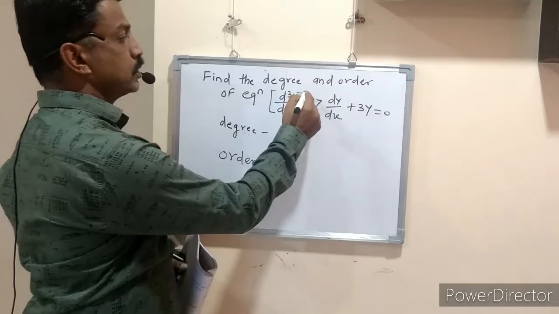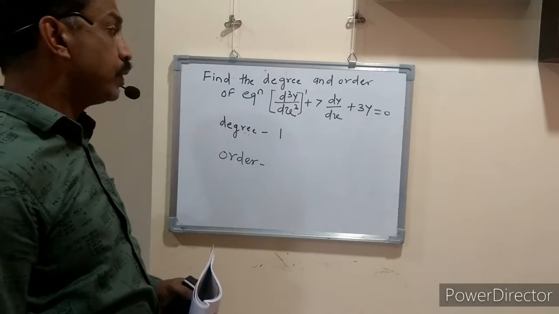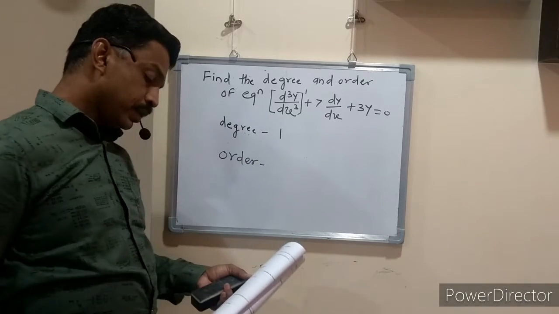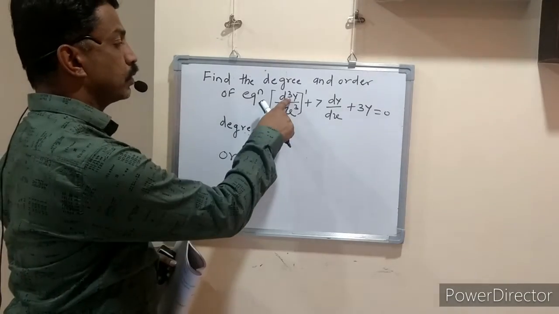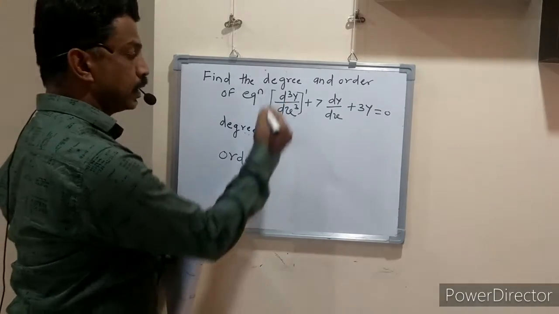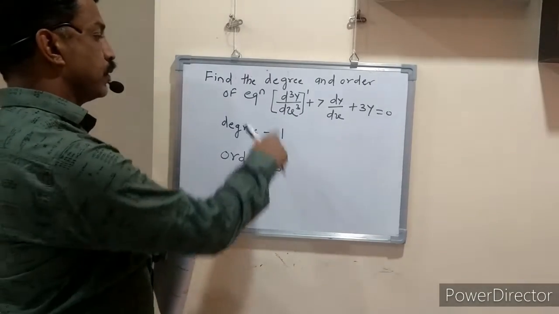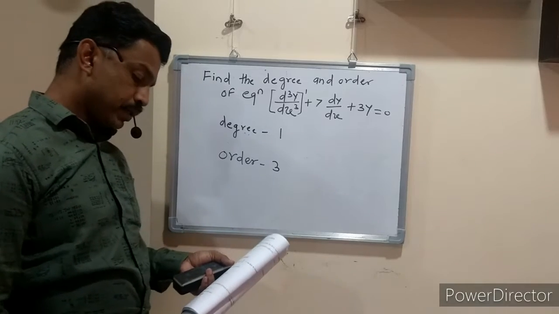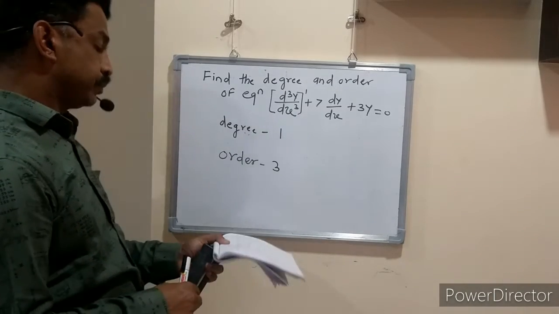Why? Because here no number means it is 1, therefore the power of the highest derivative is 1, therefore the degree of this equation is 1. And the order is third, because d3y is there, so this is the third order. So this equation is a first degree and third order differential equation. Okay, now we take another example.